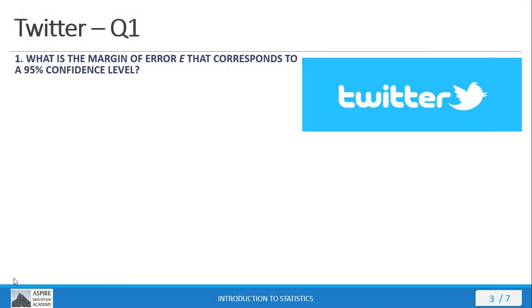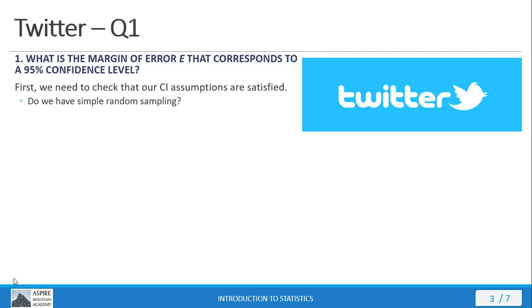The first question is, what is the margin of error that corresponds to a 95% confidence level? Well, first, let's check to make sure the assumptions behind our methodology are satisfied. Do we have simple random sampling? I hope you said yes, because we do. Generally, you will have simple random sampling, even when the problem statement doesn't mention the sampling method. It's safe to just assume that this is met.